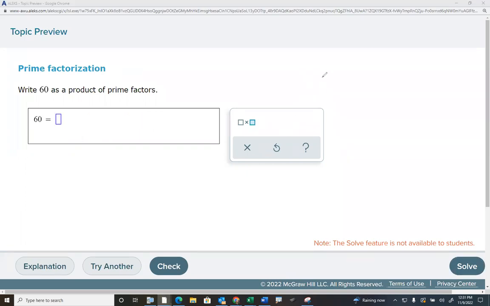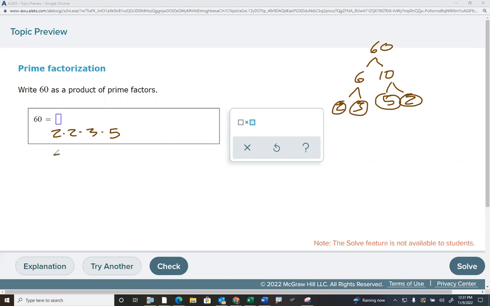All right, let's do one more. So 60, that's 6 and 10, neither of which is prime, but 6 is 2 and 3, they're both prime. 10 is 5 and 2, they're both prime. So every branch has a piece of fruit on the end. We've got a couple of 2's, a 3, and a 5, or 2 squared times 3 times 5. And again, this is the way that Alex is going to do it, at least at this point.